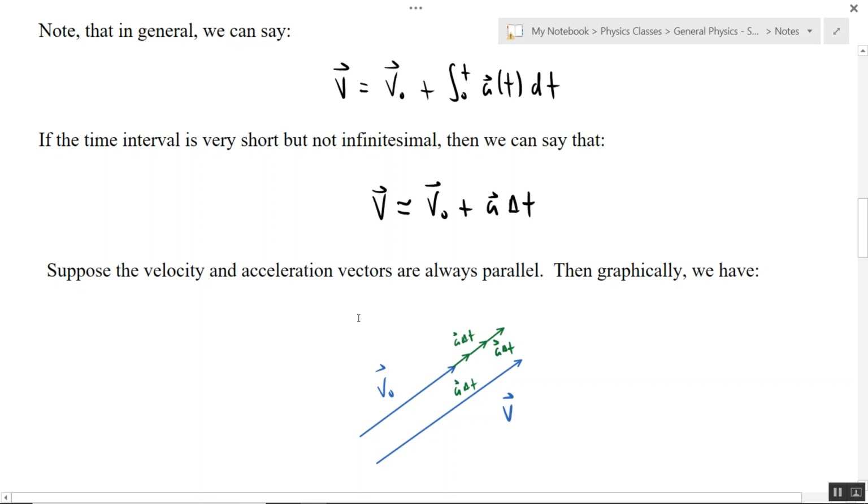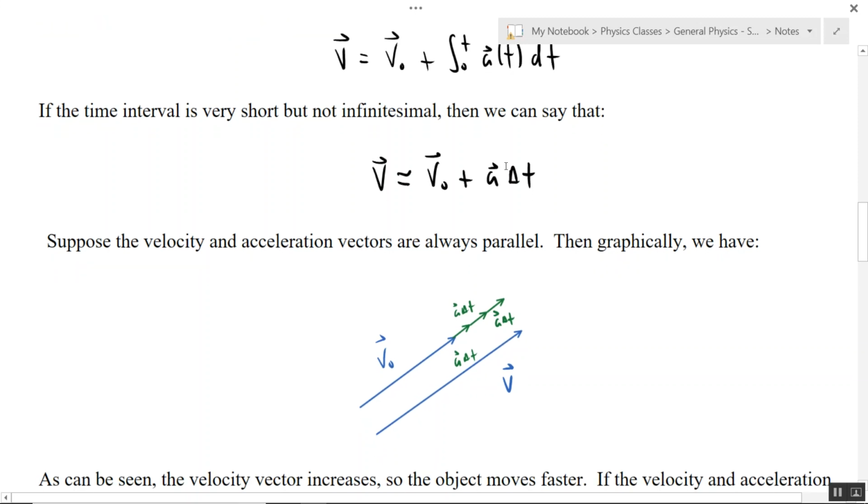Okay. Now suppose the velocity and the acceleration vectors are parallel to one another. Acceleration can be in any direction, but just suppose they're parallel, in the same direction. So if they're in the same direction, what happens to v compared to v0 if I'm adding something to the end of it? It's longer. Here's the picture. Here's v0, and I'm adding a delta t to the end of it. So this gives you the final vector v.